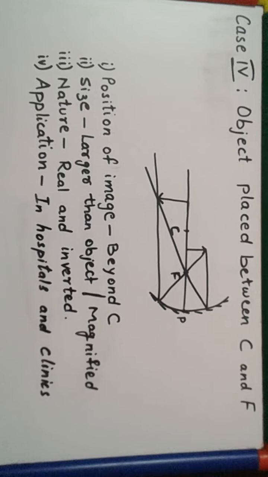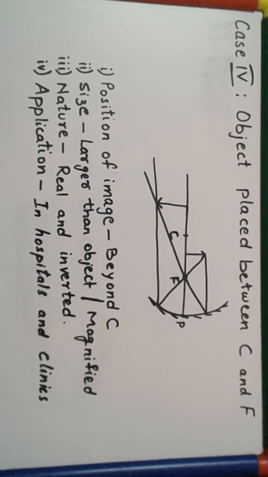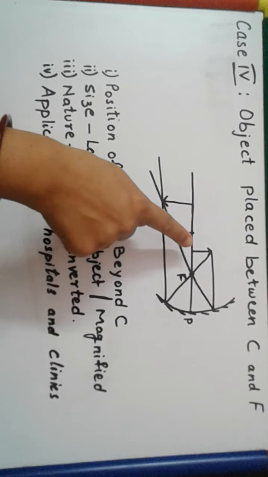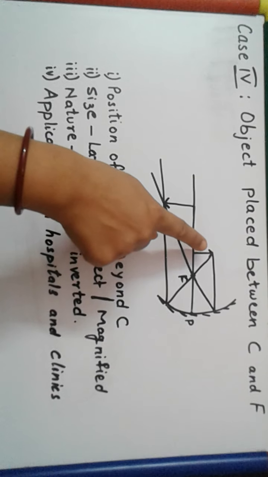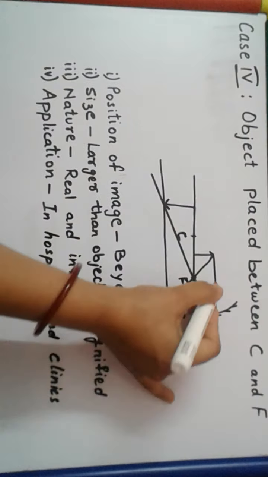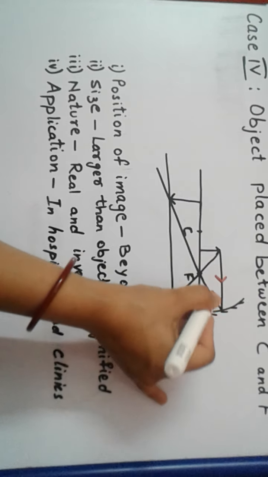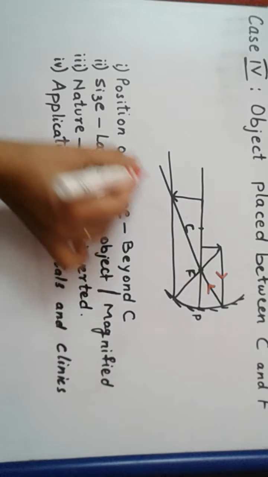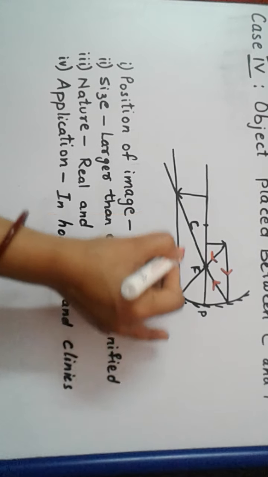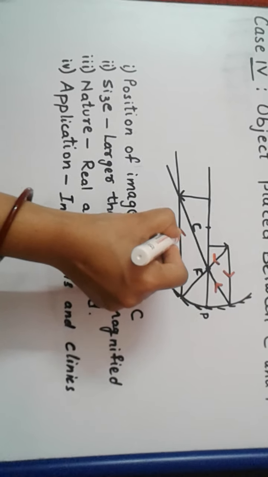This is case 4 when object is placed between C and F. As you can see, the object is placed here between C and F and the first ray is parallel to the principal axis. So this is the incident ray and after reflection it passes from the focus. The second ray passes from focus and after reflection becomes parallel to the principal axis.